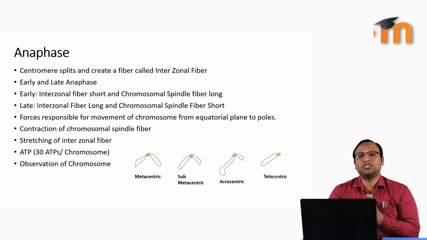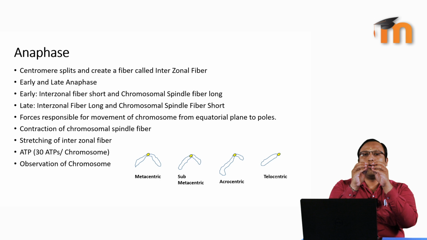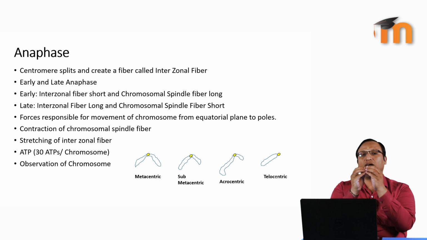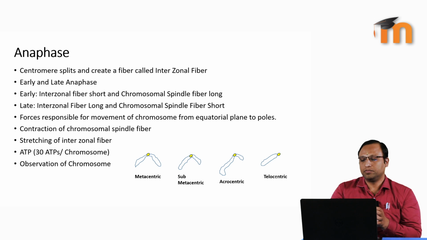And what we can observe in this stage is that we can find 4 different types of chromosomal formation. The first type is called metacentric. Metacentric means both the arms of the chromosome are approximately equal, and they look like the shape of a V. The second is submetacentric. In submetacentric, one arm looks shorter and one arm looks longer, due to which the shape of an L is resembled.